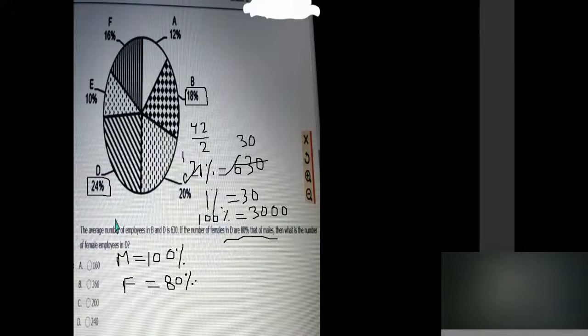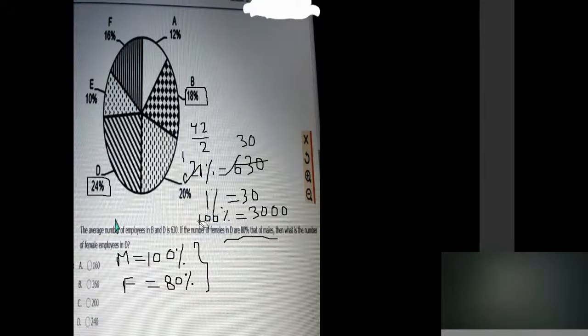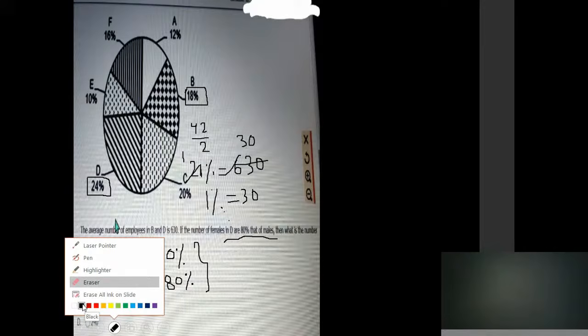In D we should find how many members there are in total. This entire pie chart gives us 3,000, and 1% equals 30. In D, the total is 24%. So we should calculate the D value. 24% means what? 1% equals 30, so 24% equals 24 into 30, which gives us the total value. Total 720. In D, a total of 720 members are there.